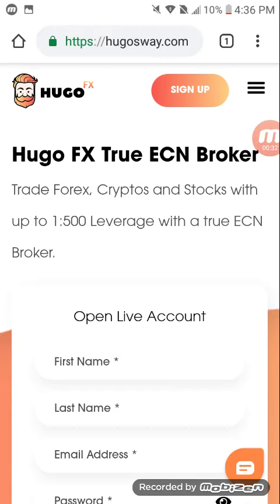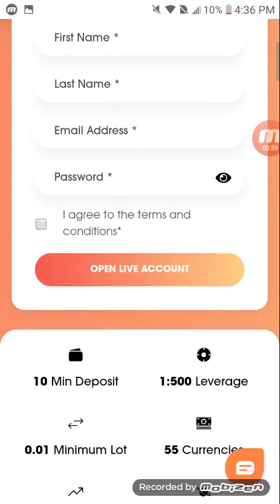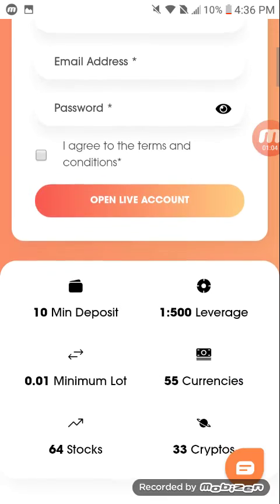You can trade forex, cryptos, and stocks with up to 500 leverage with a true ECN broker. Okay, so you can trade all the way from 1 to 500. This is how you open up your live account. You just put your name in, last name, email, password, agree to all the terms and conditions, and you open up a live account.